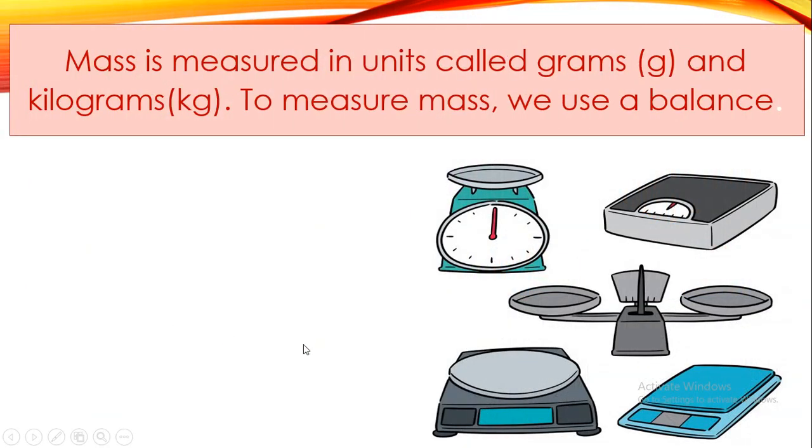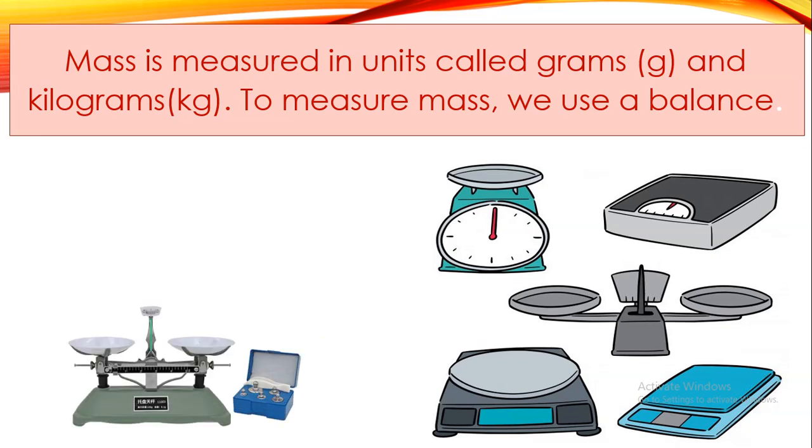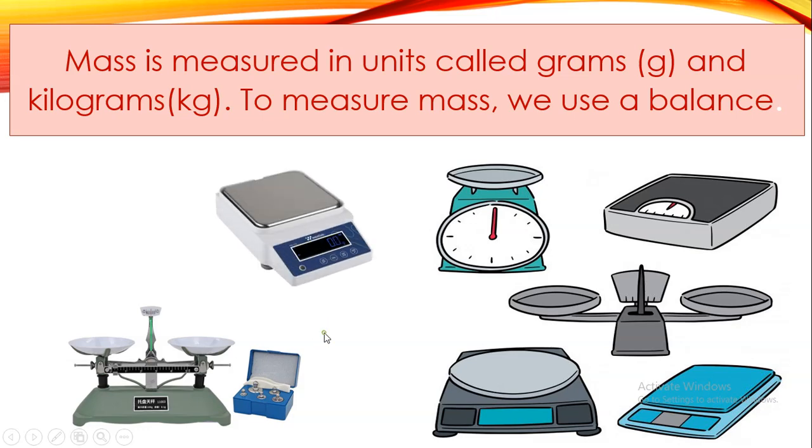As we mentioned before, mass is measured in units called grams and kilograms. And to measure mass, we use a balance. Now we have different kinds of balances. We have the two-pan balance and we have the digital or electronic balances.